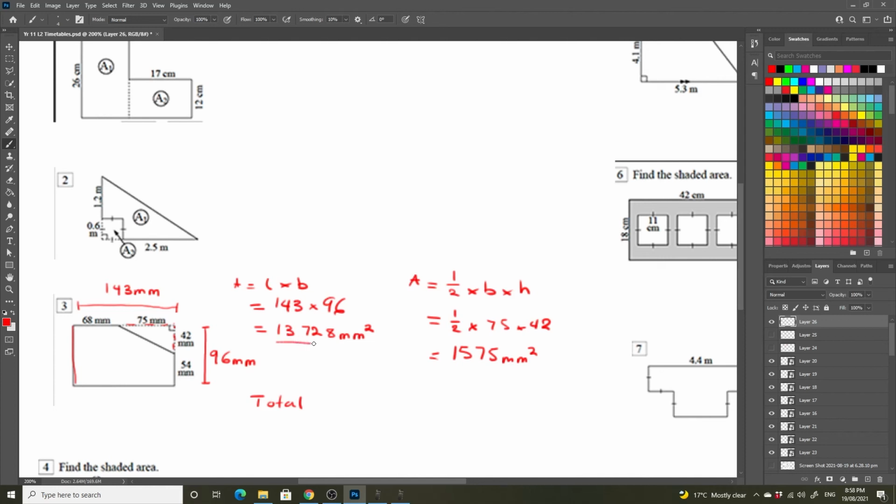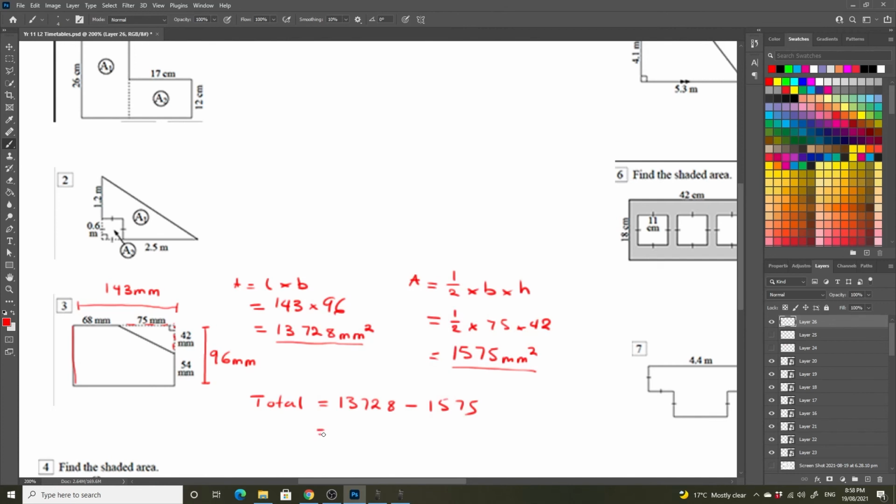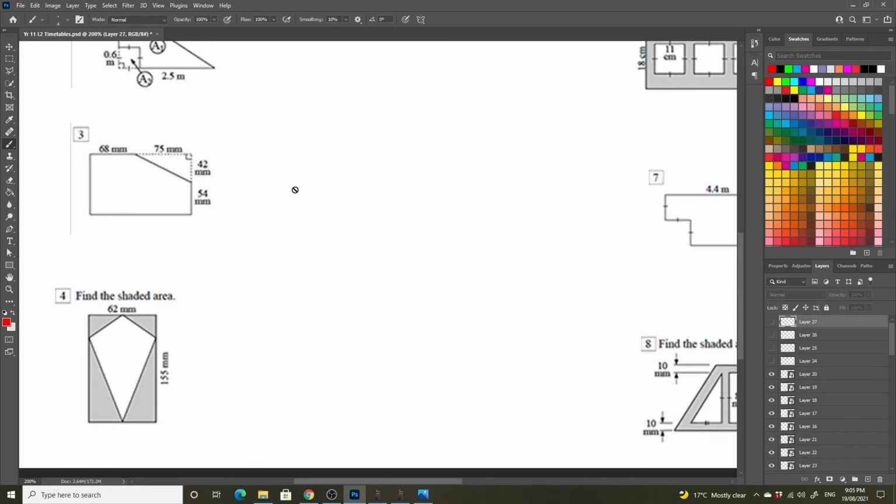So the total area of this composite shape is going to be equal to this quantity of the rectangle if nothing had been taken away, minus this quantity here, which is equal to 13,728 minus 1,575. So that equals 12,153 millimeters squared.